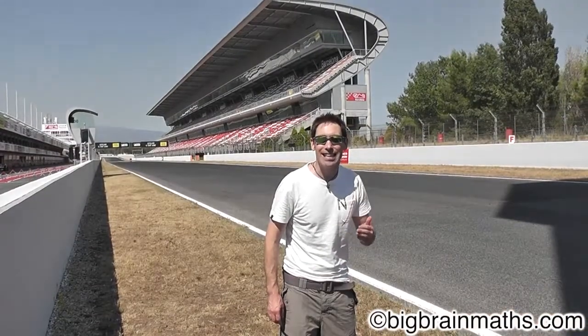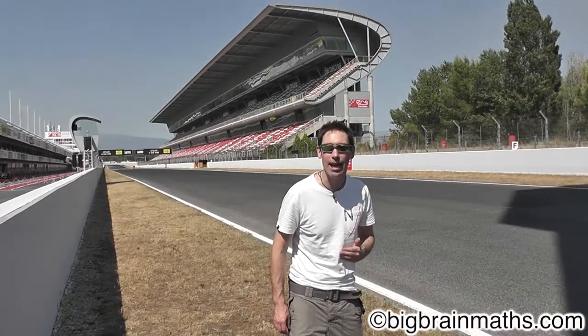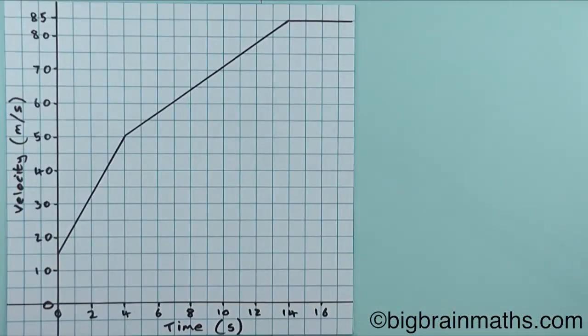We're going to calculate the acceleration and deceleration of different parts of my Formula One lap. This is the actual velocity time graph of my Formula One lap when I turned onto the fastest part of the track, the start-finish straight. Let's take a look at the onboard camera.